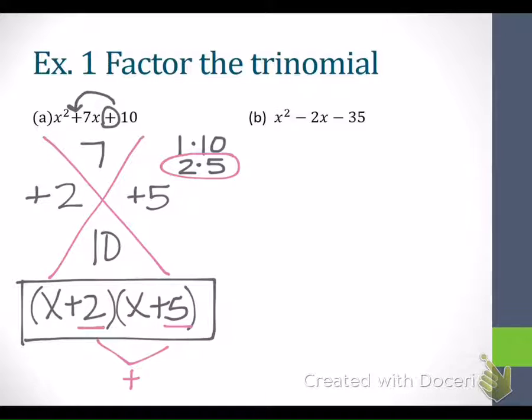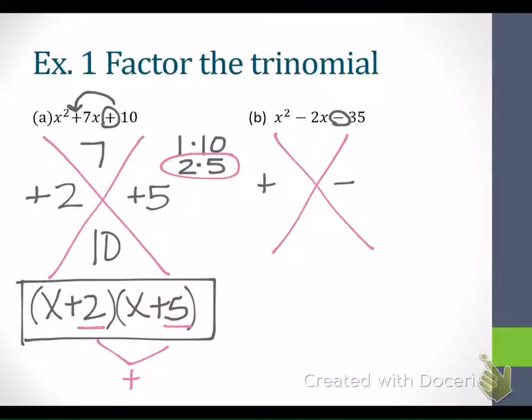Okay, let's look at letter B. Go ahead and let's draw our x. Fernando, my signs, are they going to be the same this time or are they going to be different? How do you know? Very good. The second sign in the trinomial is a negative, which automatically tells me one of my signs is plus and one of my signs is negative. That's the first thing we want to figure out. Now, fill in the rest of the x.